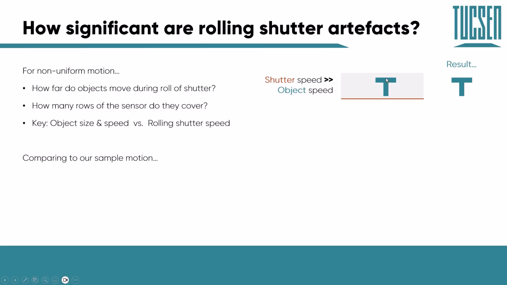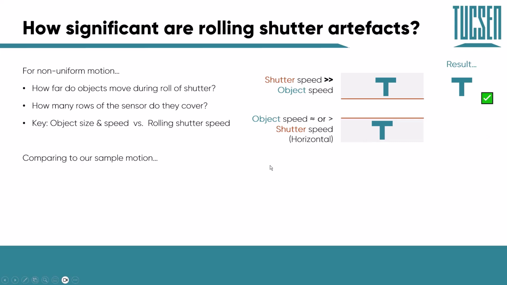You can imagine that if this T for tungsten was 10 times taller and the red line was moving just the same speed, we might start to end up with artifacts even at this speed, because the height is also important. But in this case, our shutter is more than able to keep pace. However, if the object speed starts to approach or even exceed the shutter speed, we can end up with just the kind of artifacts that we've shown.